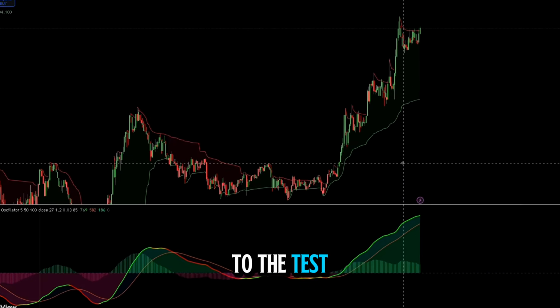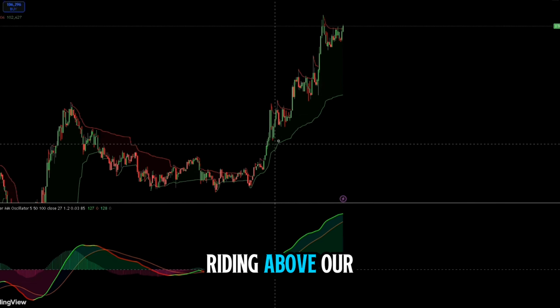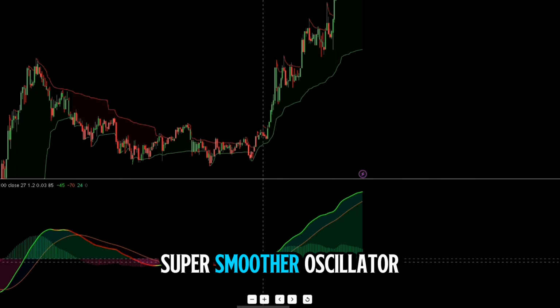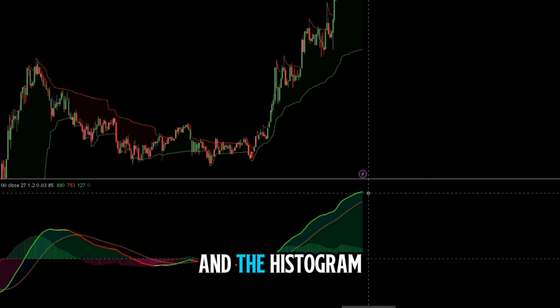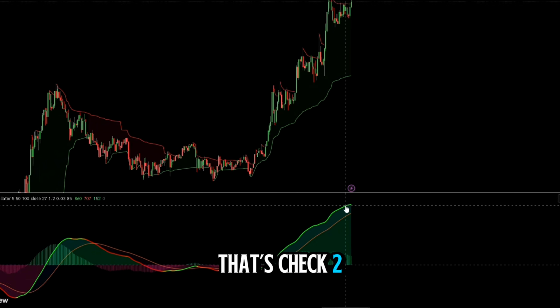Let's put this to the test on a Bitcoin 15-minute chart. Okay, look here. Price is clearly in an uptrend, riding above our green VWAP band. That's check 1. Now, we look down at our Super Smoother Oscillator. The area is green, and the histogram bars have just flipped to green, confirming strong bullish momentum. That's check 2. We have a valid setup.